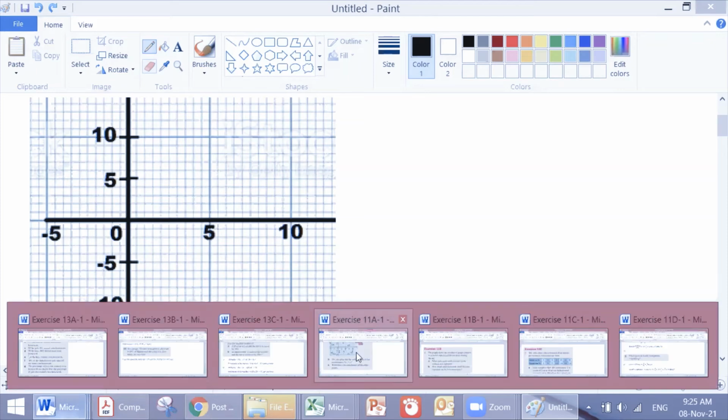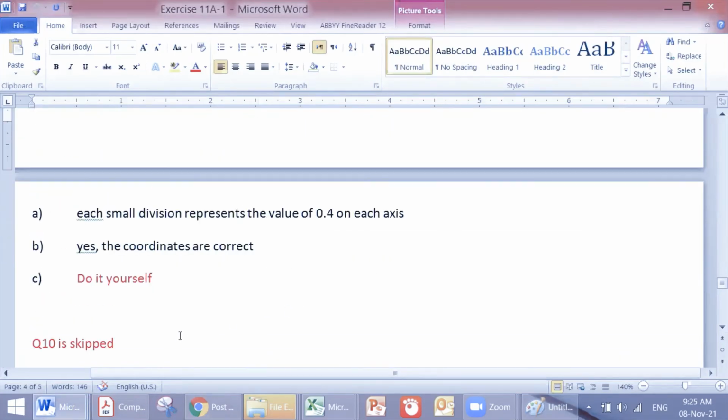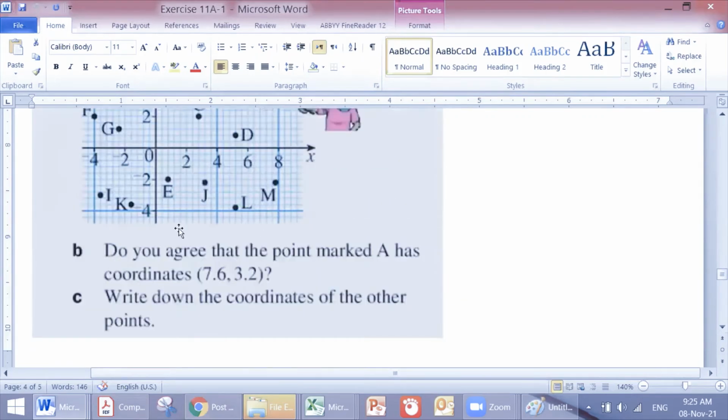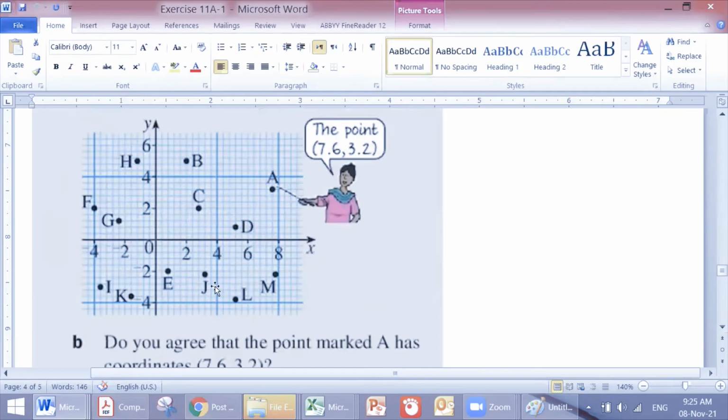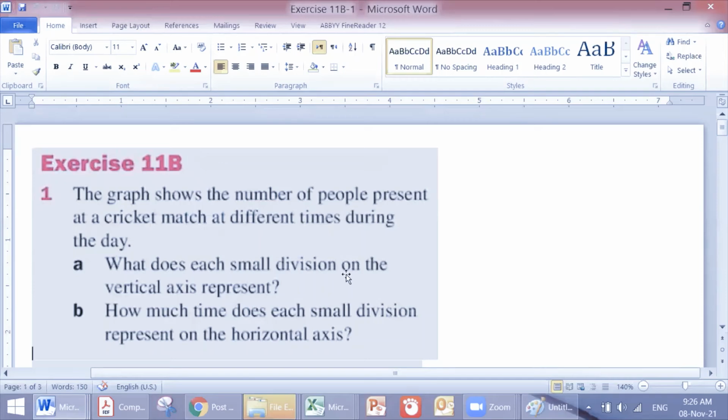And the next questions are all these questions. Question number 10 we skipped, and part C, write down the coordinates. So all the coordinates you have to write by yourself. I did not complete it. You have to do it by yourself because this is very easy. You just have to find the coordinates. And next is exercise 11B.